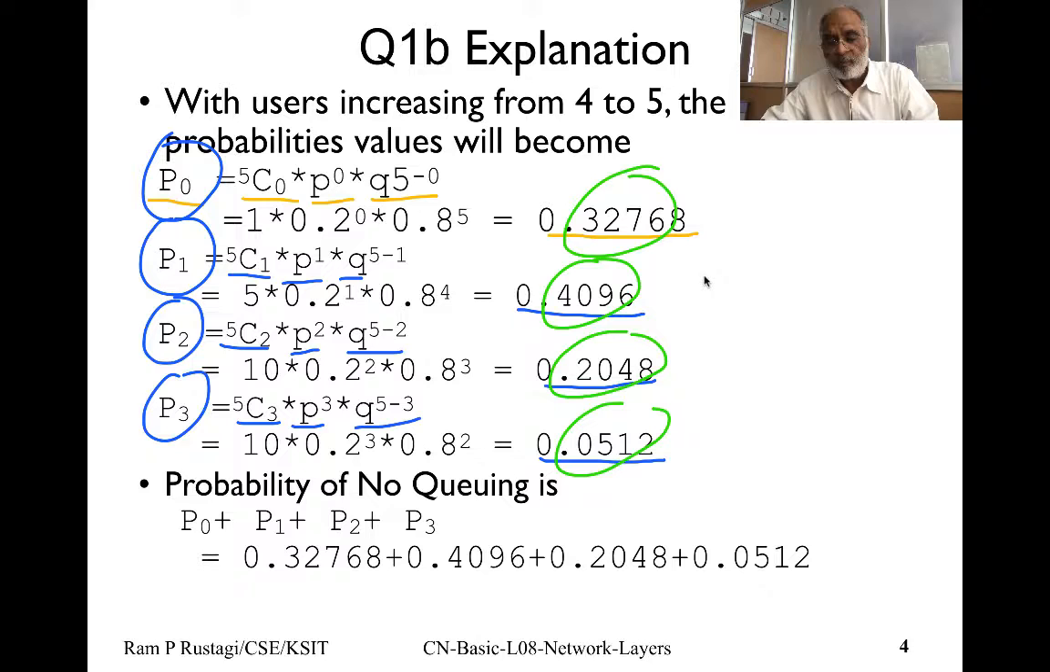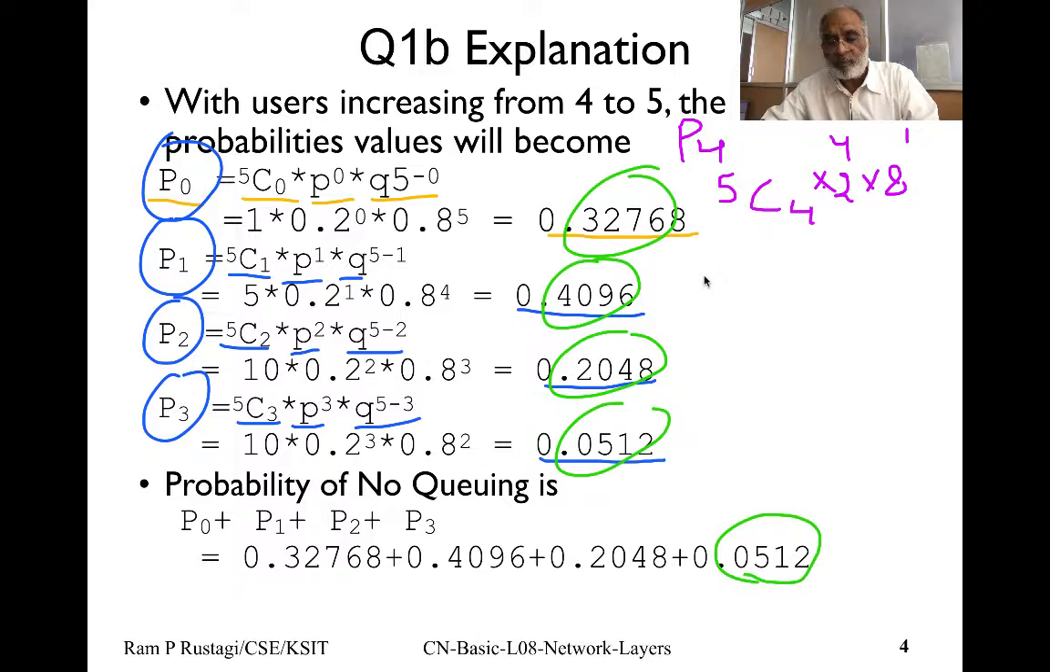Which is 0.512. The other way of solving this problem is you can compute P4. P4 would be 5C4, 0.2 raised to power 4, 0.8 raised to power 1.